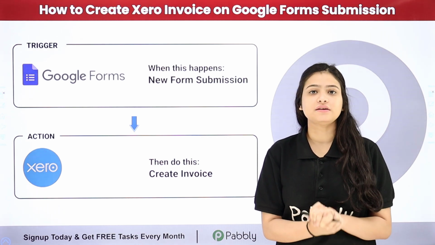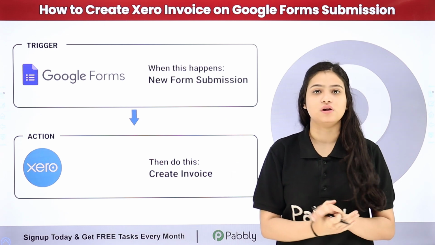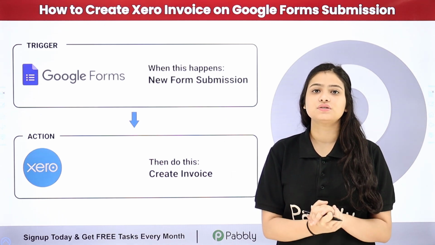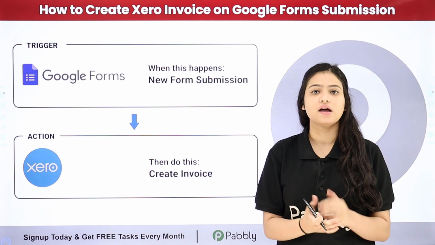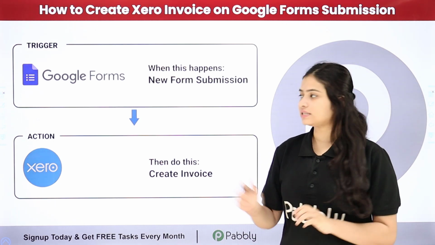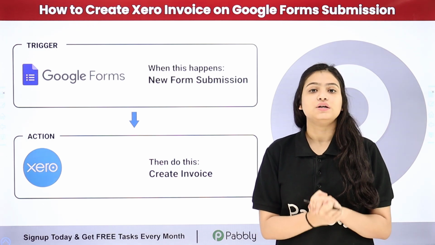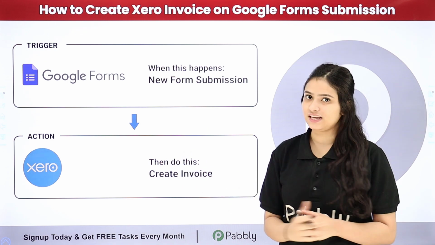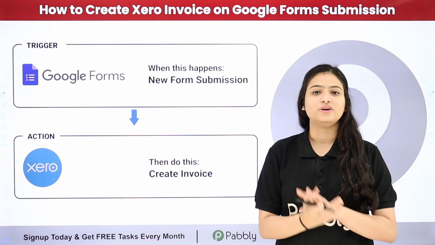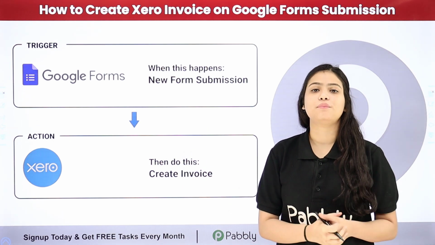Now, here I have created a special inquiry form with the help of Google Forms. As soon as a client is going to submit that form with their details, their company details, as well as the service which they required, I want to automatically generate an invoice in Xero for that same service. To automate this entire process, I will have to set up the connection between Google Forms and Xero, and that we are going to do without any coding and any programming skills, simply with the help of Pabbly Connect.